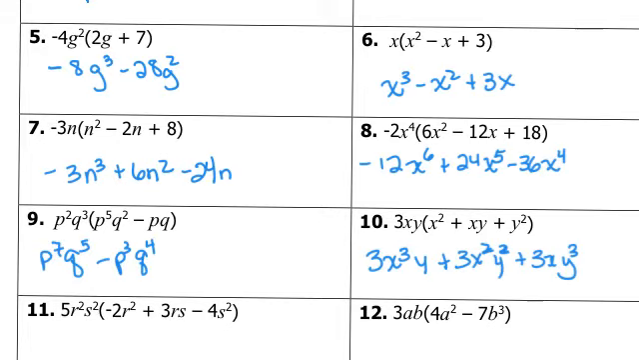Okay, so here are the answers for the next 6 problems. Check your work. In number 10, the middle term here should be 3x squared y squared. My pen got a little away from me. And then it says plus 3xy to the third.